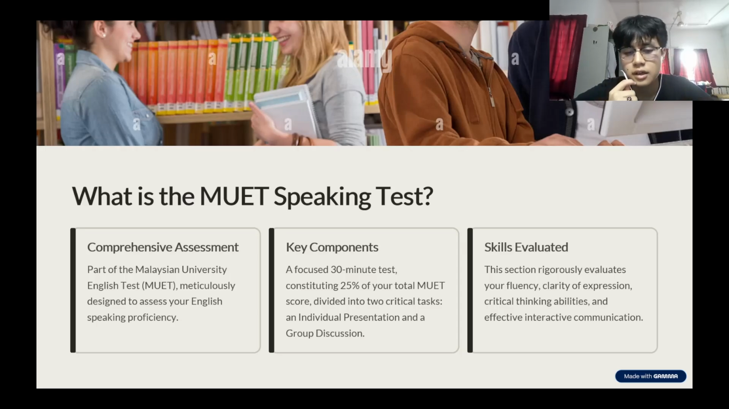The first is the individual presentation, and the second is the group discussion. It will also account for 25% of your total MUET score. For this speaking test, it will evaluate your fluency, your clarity of expression, your critical thinking abilities, and also your effectiveness in interactive communication.